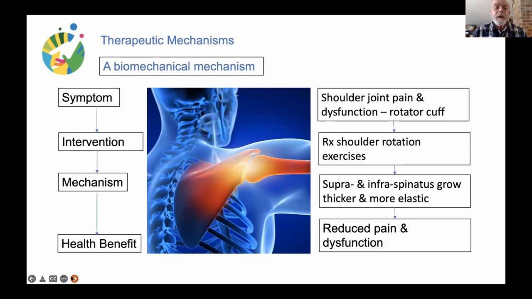Here is a biomechanical mechanism. You see on the left the general, on the right the specific example. Somebody has shoulder joint pain and dysfunction due to rotator cuff problems. Typical prescription, which I've had myself because I have shoulder problems: you go to the PT, who gives you shoulder rotation exercises. What's the mechanism? They stimulate the supraspinatus and infraspinatus, the muscles that are integral to the rotator cuff, to get thicker and more elastic and work better. And there's reduced pain and dysfunction.